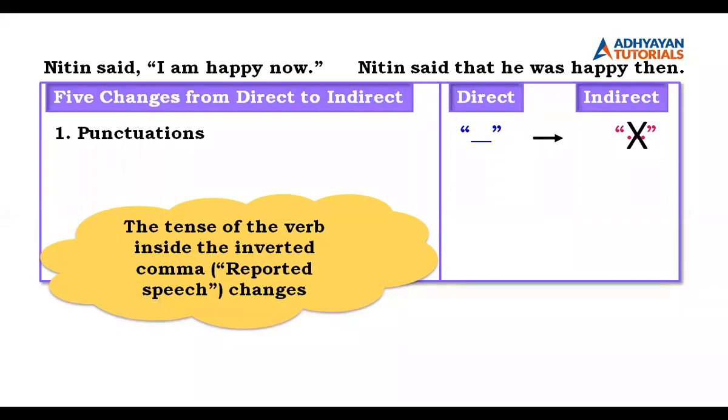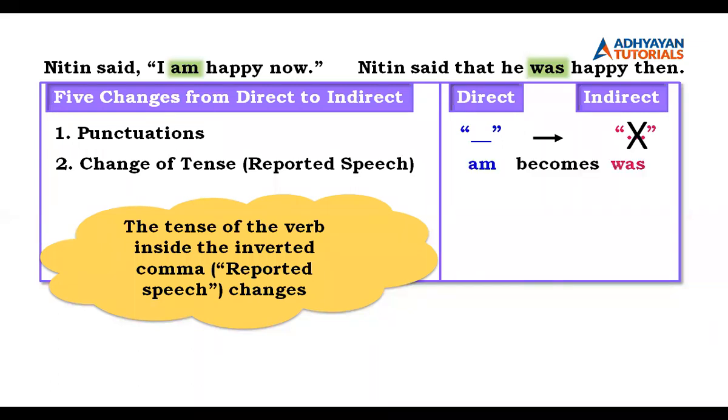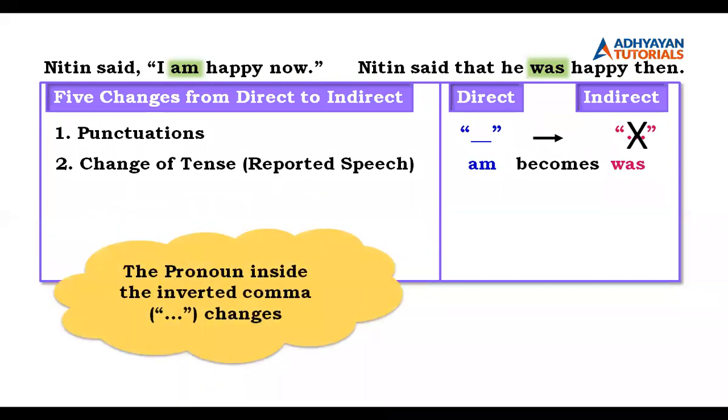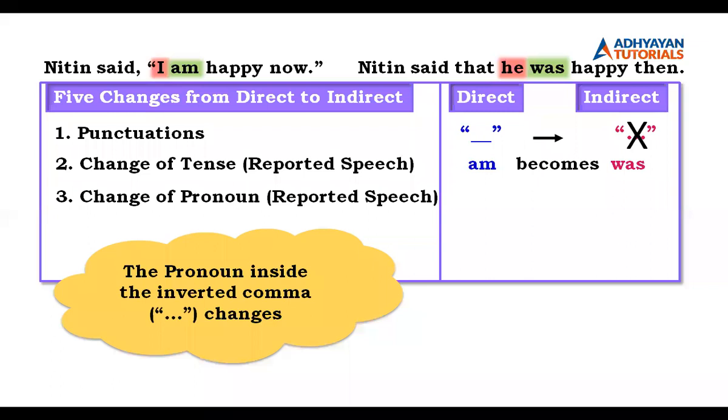The second one is that the tense of the verb inside the inverted comma, that is reported speech, changes. यानी कि change of tense in reported speech. तो यहाँ पे am है, am बन गया was, यानी present बन गया. What does present become? Past. The pronoun inside the inverted comma changes. तो अंदर का pronoun क्या था? He था, right? I था, वो he बन गया. So I becomes he. Change of pronoun.